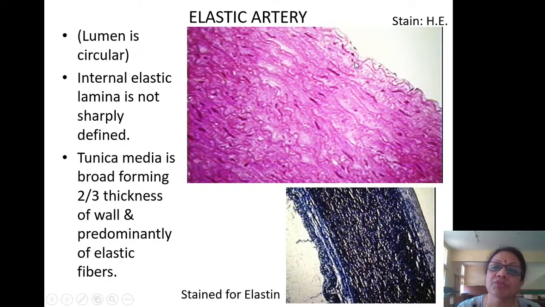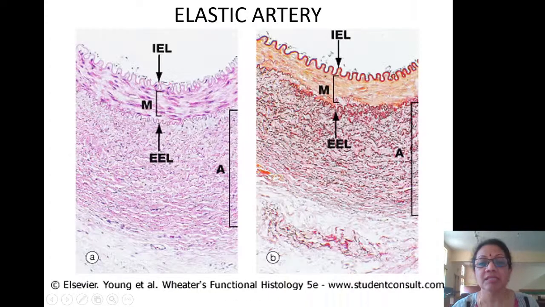So an elastic artery, if you put it under very high pressure, you will see a little bit of waviness of the lumen. The internal elastic lamina is not sharply defined. The media is broad, forming two-thirds of the thickness of the wall. When you stain it not with hematoxylin and eosin but with an elastin stain, no other tissue stains except elastin, and that stains dark. So you're seeing how much elastin is there in an elastic artery.